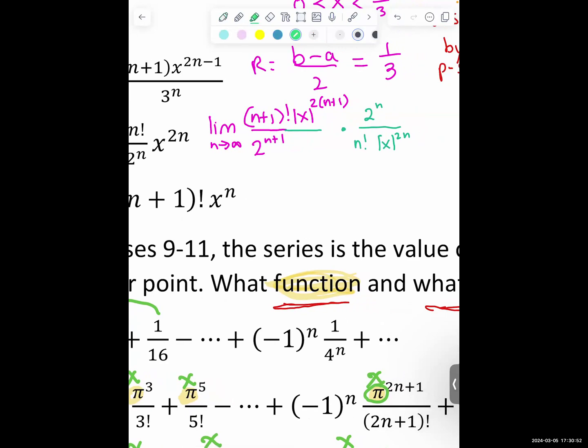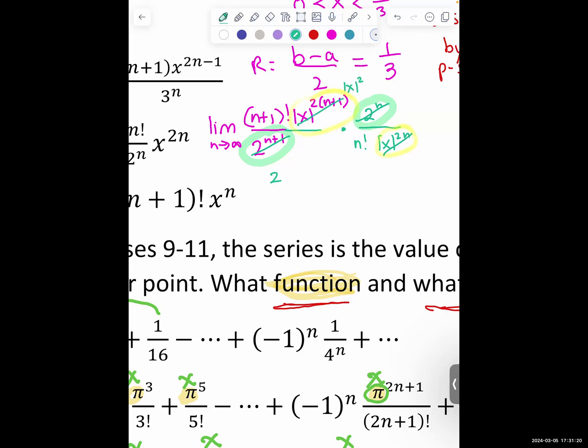And then we group things together. So let's do the 2's. When you group the 2's together, these cancel out so that you guys have 2 on the bottom. When we group these 2 together, we get absolute value of x to the 2n plus 2, subtract 2n from that, and we end up with absolute value of x squared on top.